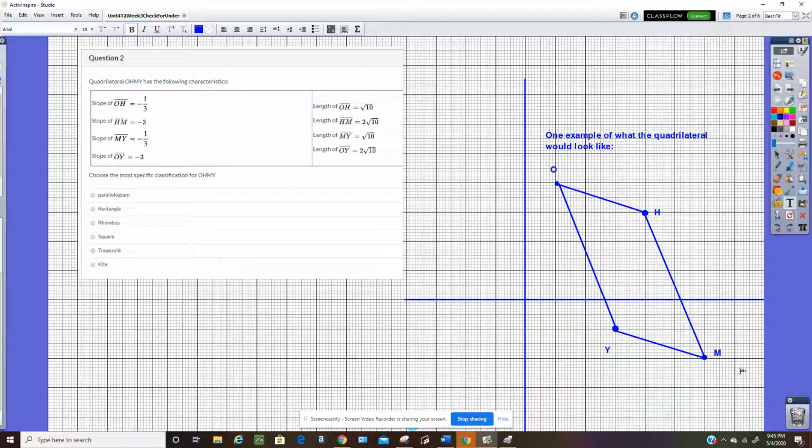Then I got the third point by the slope of MY, which would be left 3 and up 1, a slope of -1/3. So OH is congruent to MY, and HM is congruent to OY. That's one example of what the quadrilateral might look like. There are infinitely many possibilities, but here's one of them.